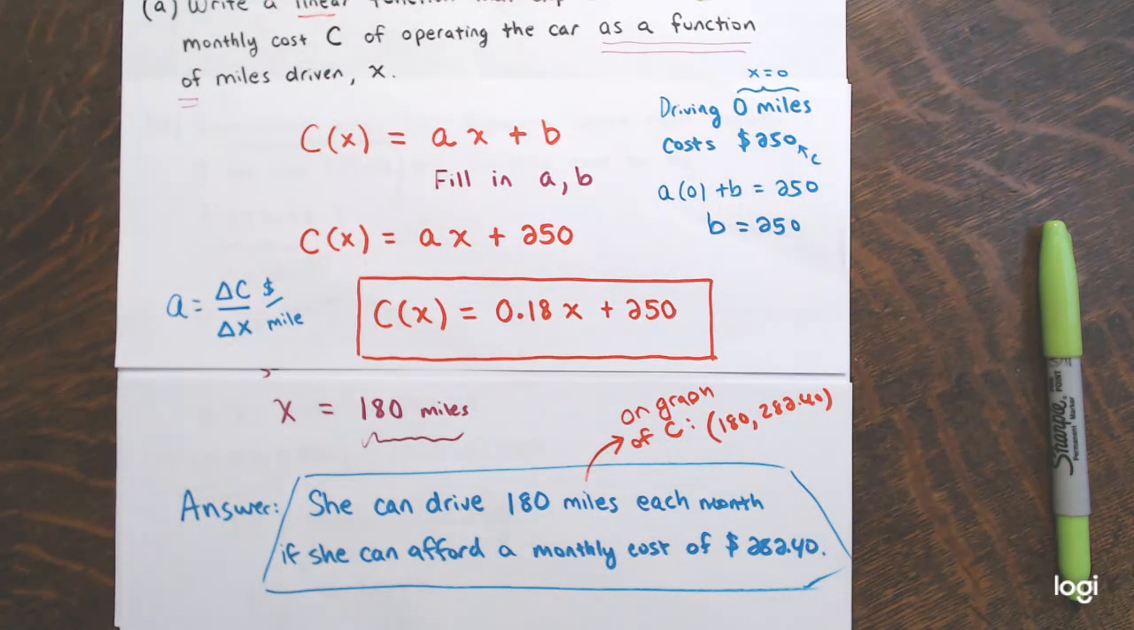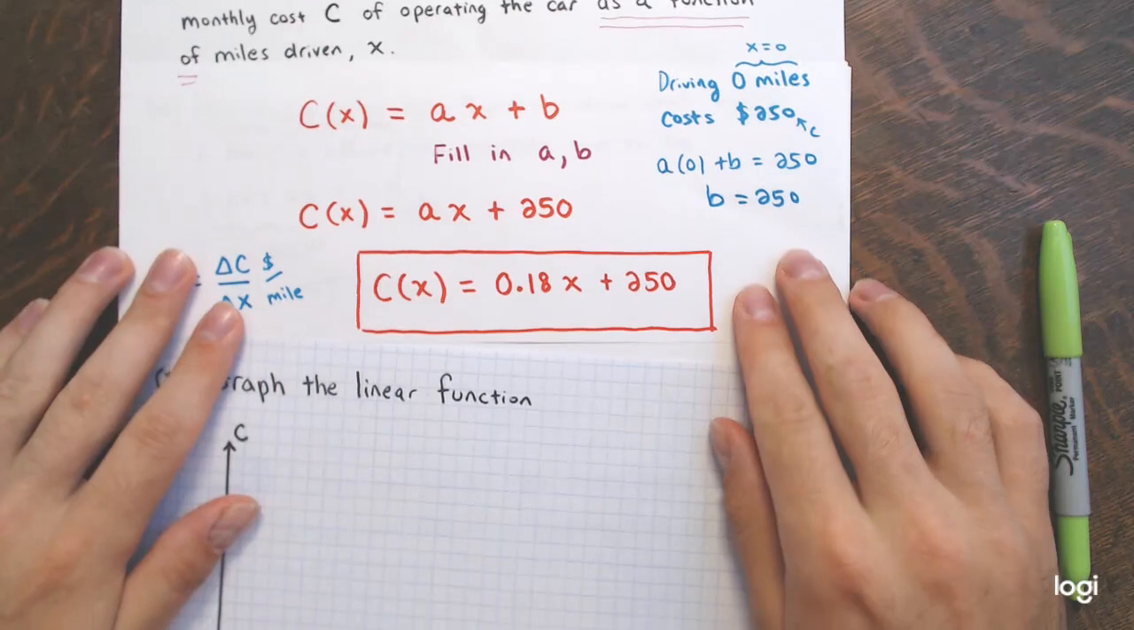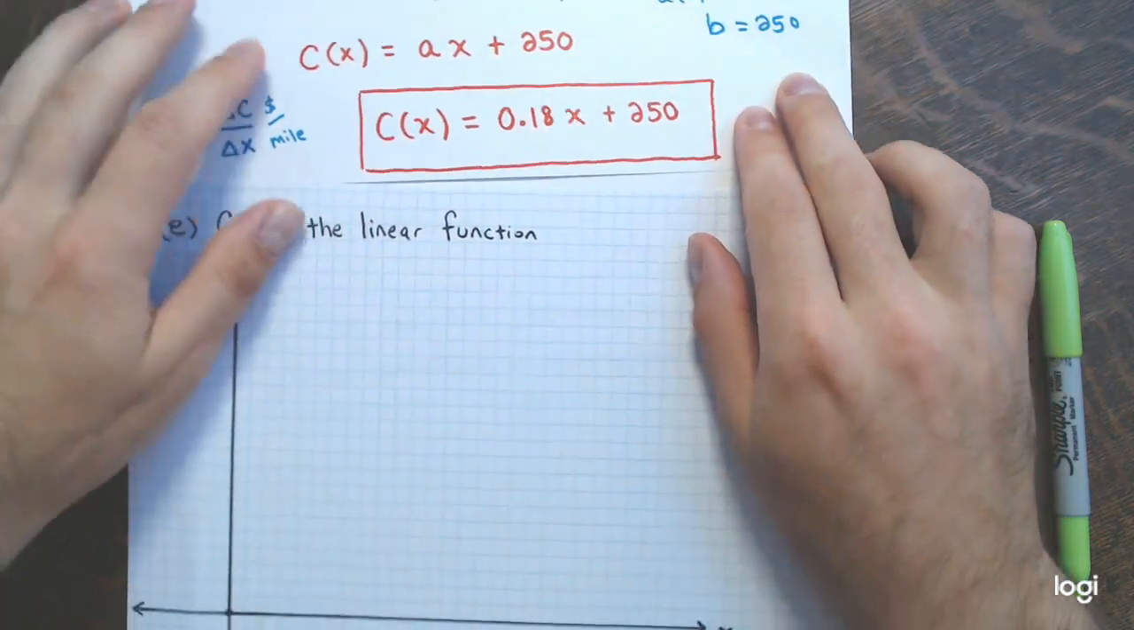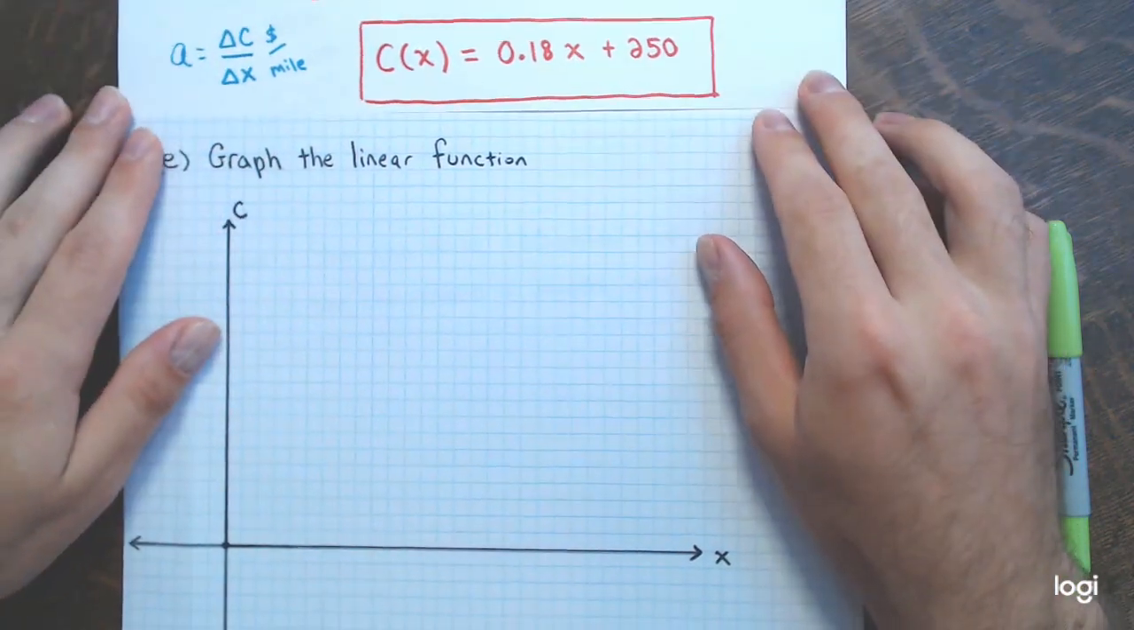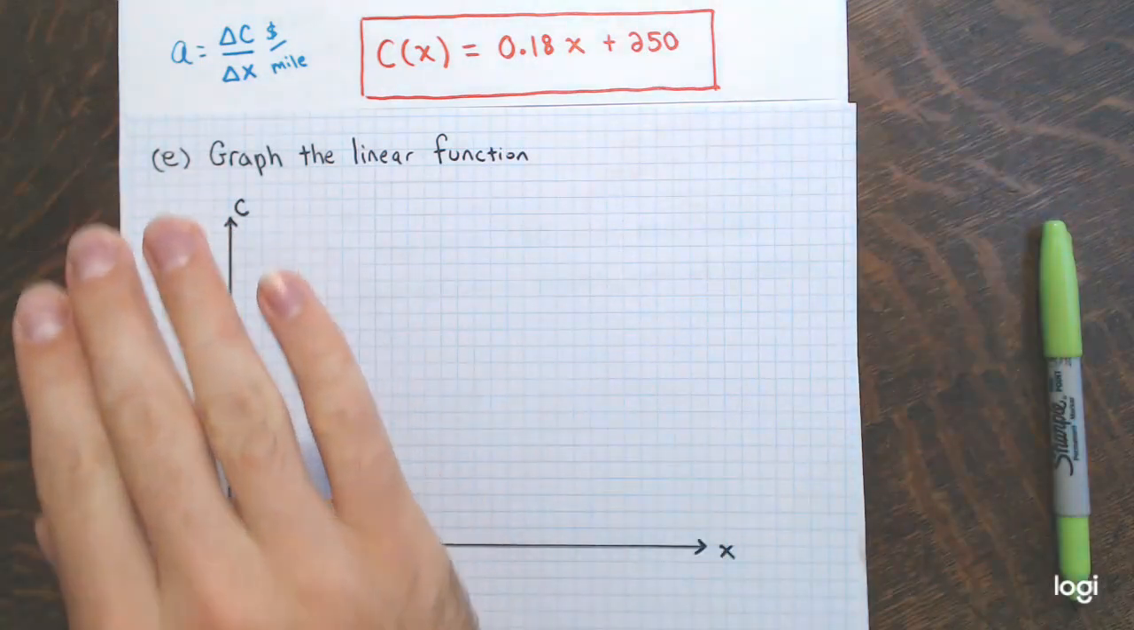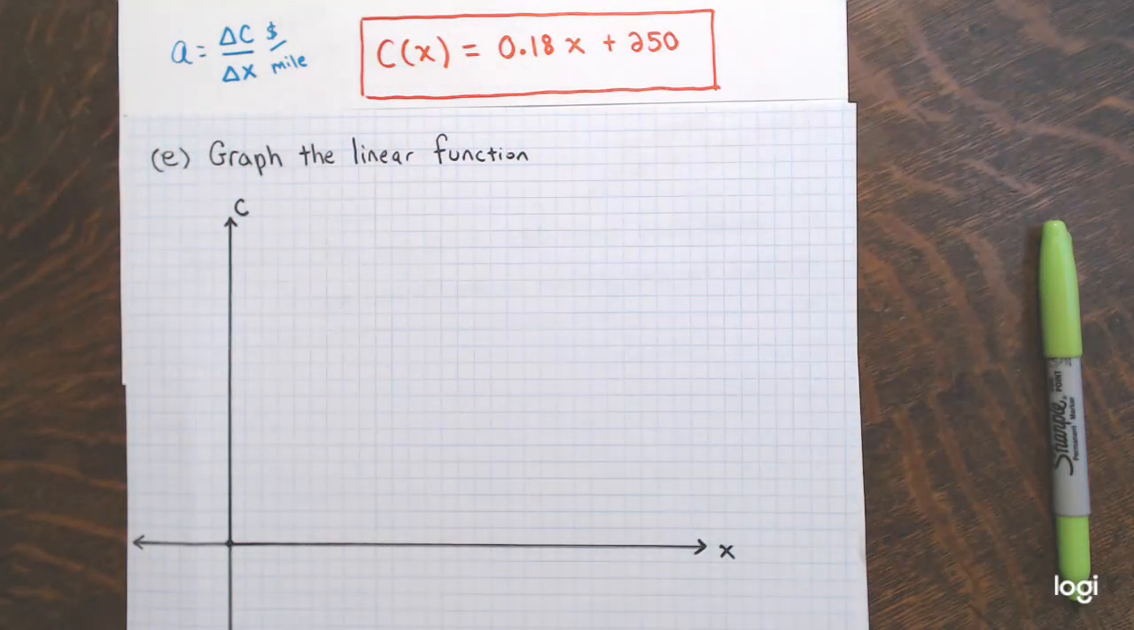That's the last part of this video, is making the graph of this cost function. All right, so there's the cost function. I'll leave it up here. C of x equals 0.18x plus 250, and part E is make a graph of this thing.